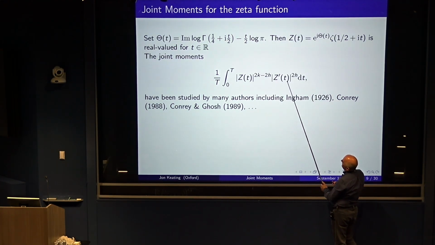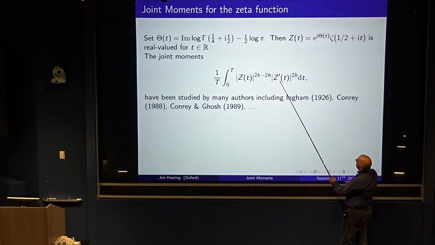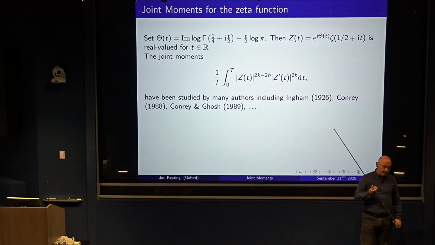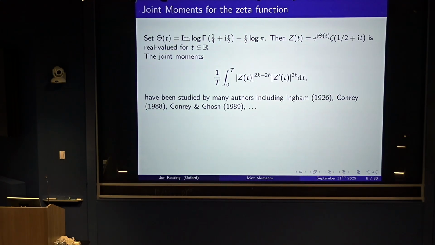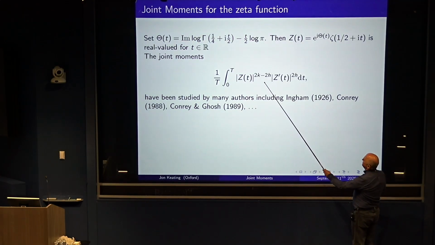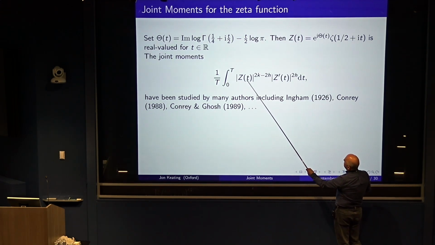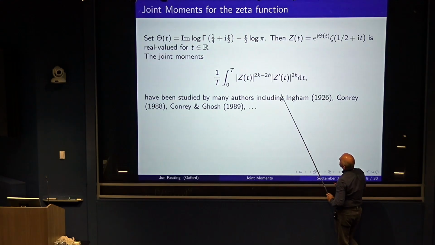But we're going to do something different. We're going to multiply by the absolute value of the derivative of Z raised to a different power, and then average that along the critical line. So if you like, these are moments constructed so they give you joint information about both the values of Z and the value of its derivative. And I've written this in a funny way for historical reasons, but there are really two parameters here. There's k and h. Basically, these are the two exponents on the absolute value of Z and the absolute value of Z prime.